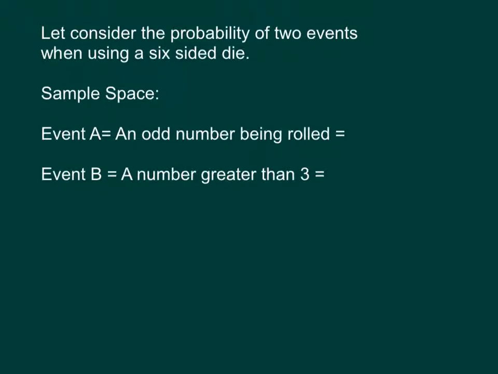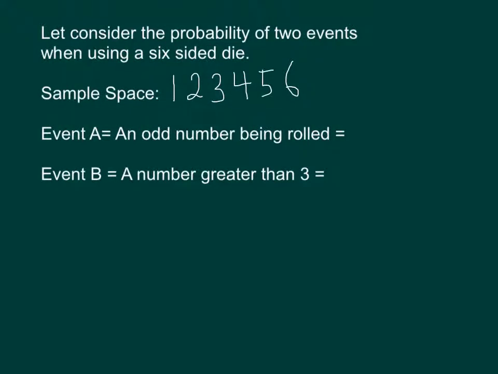Let's consider the probability of two events when we're using a six-sided die. The first thing we need to do is consider the sample space. So when I'm using a six-sided die, my sample space is going to be 1, 2, 3, 4, 5, and 6. These are all the possible numbers that could roll on the dice.